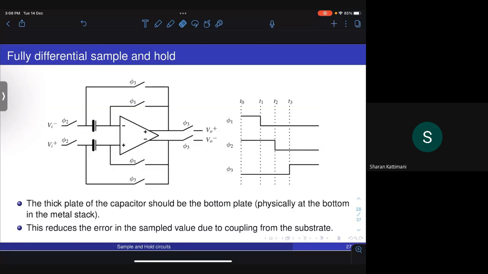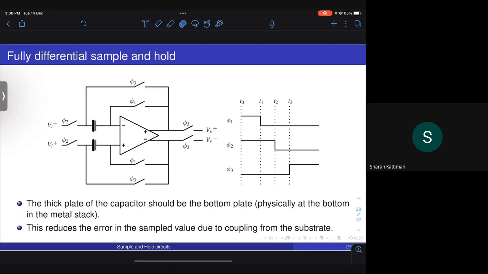Okay, one of the ways of sampling which is shown here is what is known as fully differential sample and hold. So in this case, the ordering of the switches phi 1, phi 2, and phi 3 is maintained in order to minimize the error due to charge injection and clock feed through. So what is done first is, during sampling, first phi 1 is turned off.